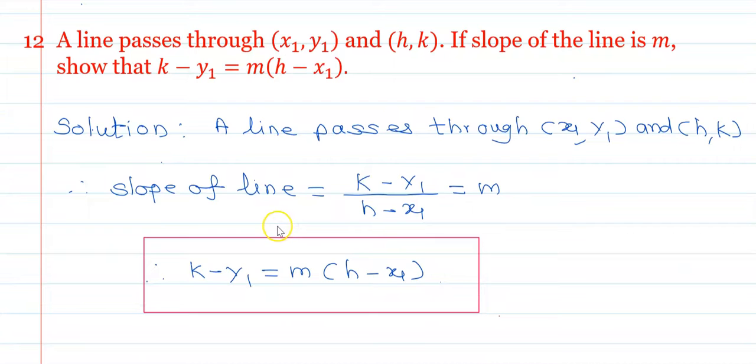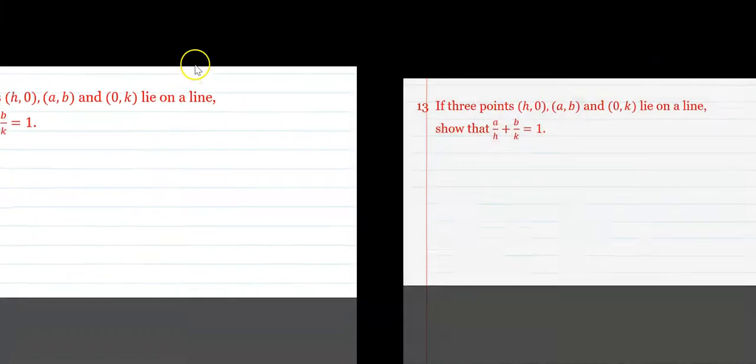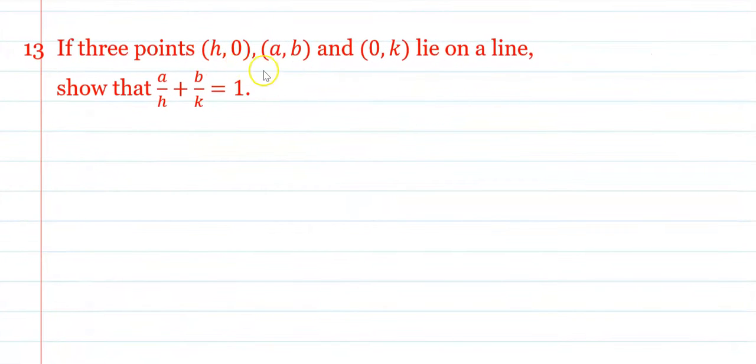Now the next question. If three points (h, 0), (a, b) and (0, k) lie on a line, then show that a upon h plus b upon k is equal to 1. Now the solution.